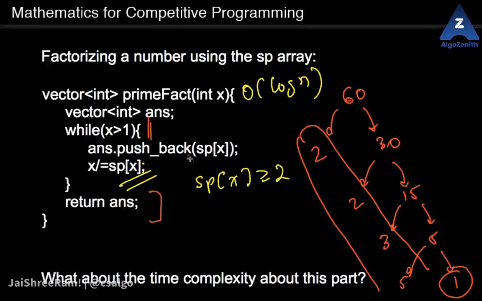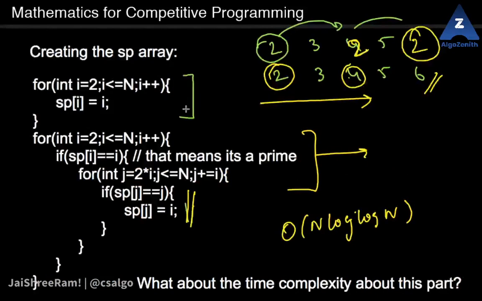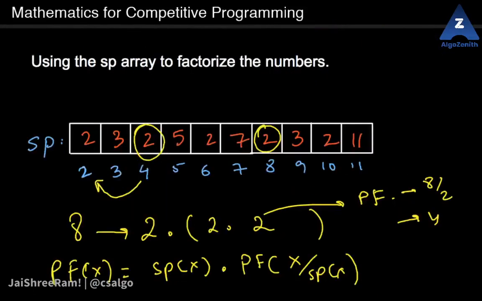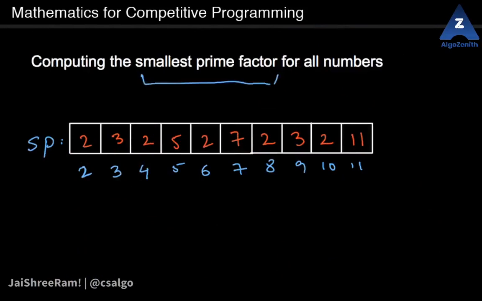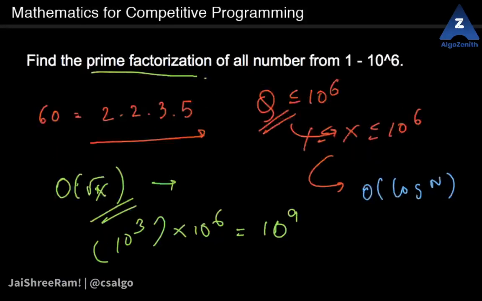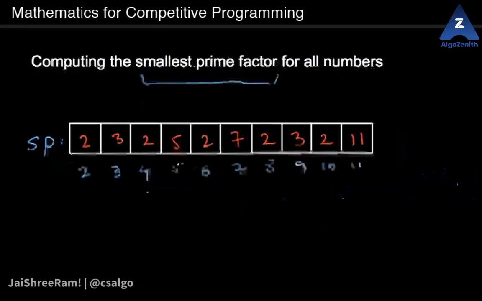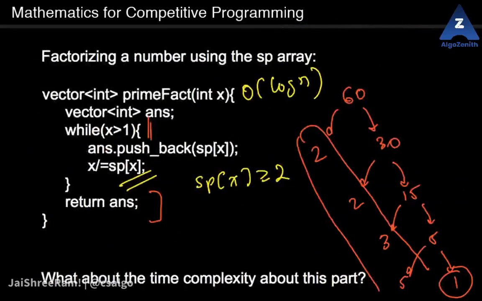So for every number, you can now find out the prime factorization in order log n, provided you can do this pre-computation up to that number, right? So if in a problem you need to find prime factorization repeatedly for a smaller range, like up to 10 to the power 6 numbers, then you can pre-compute this SP array that we talked about and repeatedly answer the factorization for any number in order log n, right?